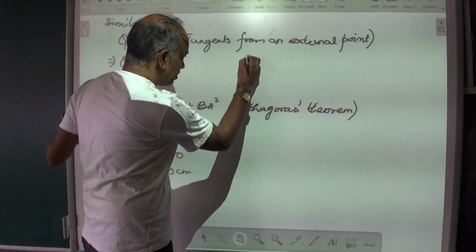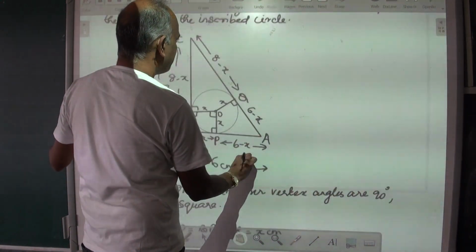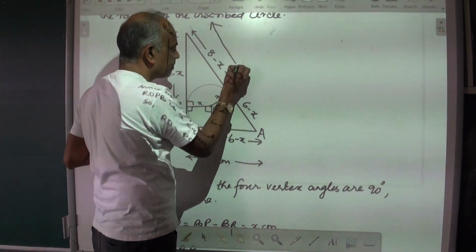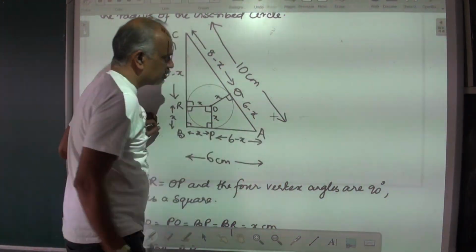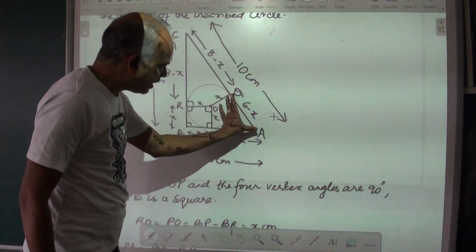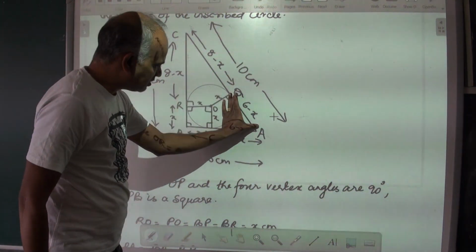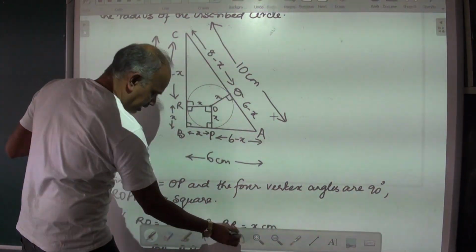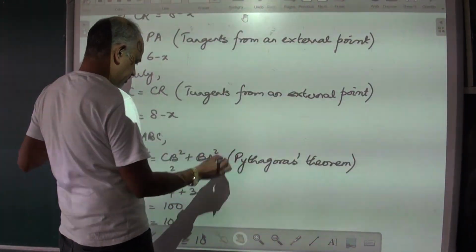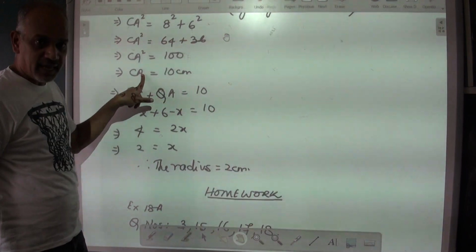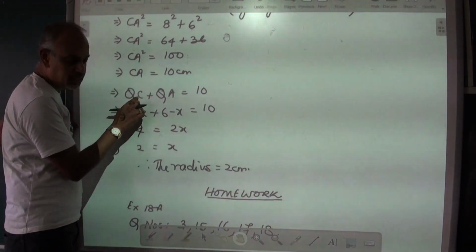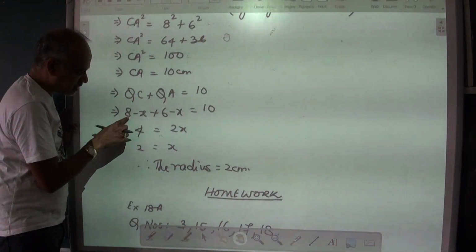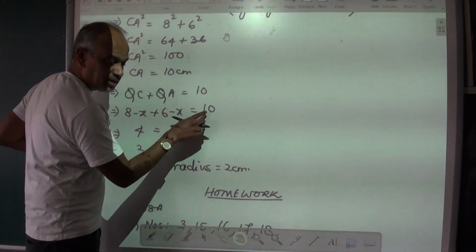Now look at the figure. This hypotenuse length you got is 10 centimeter. But look at the hypotenuse, it's made of two parts, this and this. This is 8 minus x, this is 6 minus x. If you add this and this, you should get 10. So our next calculation is that. CA was the hypotenuse. It is made of two parts, QC and QA. If you add both of them, this is equal to 10. QC is 8 minus x plus QA is 6 minus x is equal to 10.